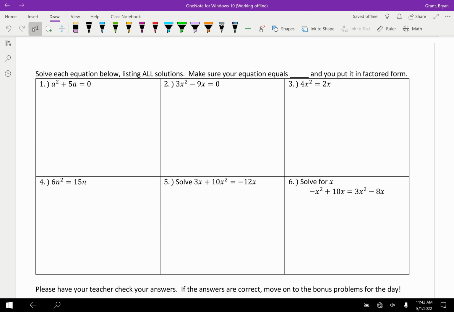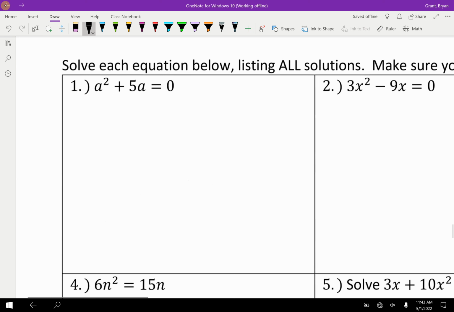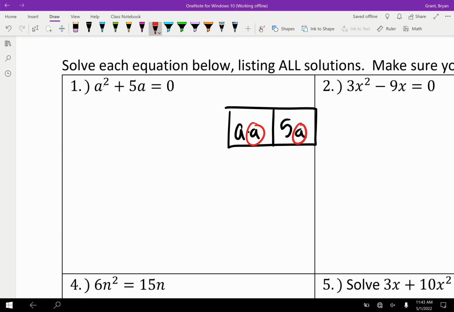All right, we're back. Solve each equation below, listing all solutions. Don't forget, you need to make sure your equation equals 0, and you'll probably have to put it in factored form. So if we look at our first one, a squared and 5a. Well, we have 2 different types of a's, so we're going to have to use that factored form. Now again, you can use a box. For most of these, though, I'm not going to use a box just because it's a little bit slower to write it each time, but the first time we can at least demonstrate.